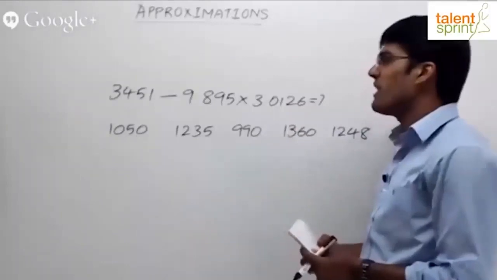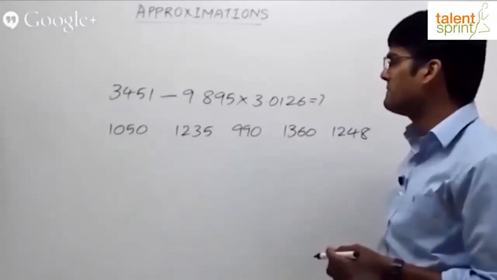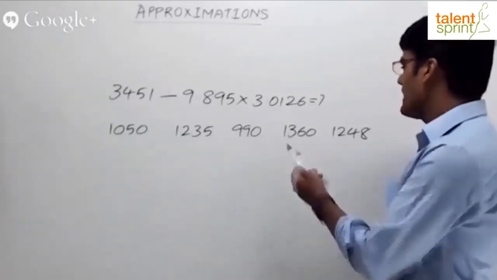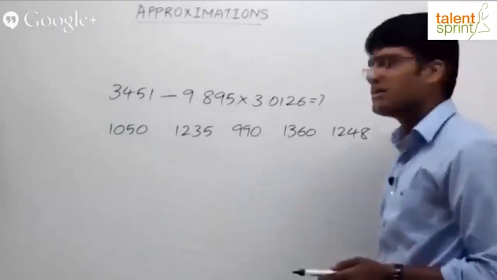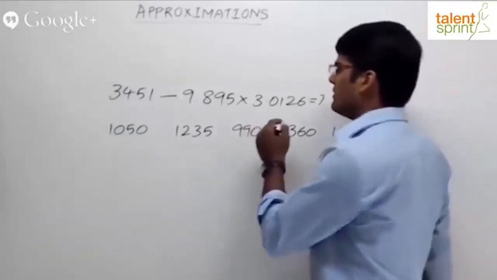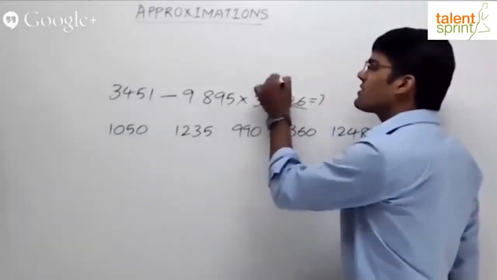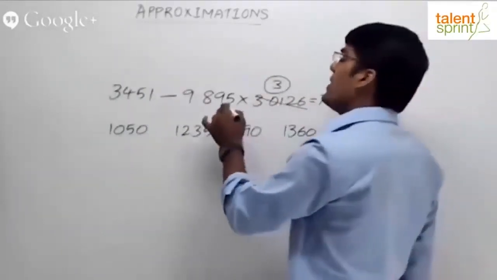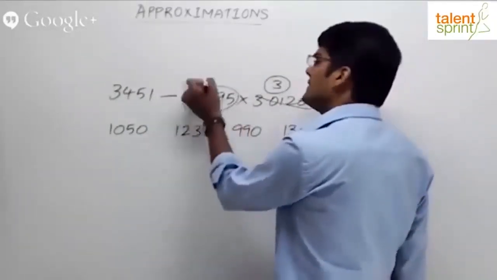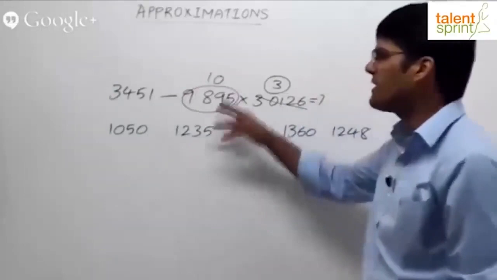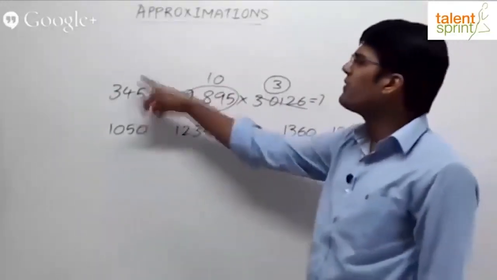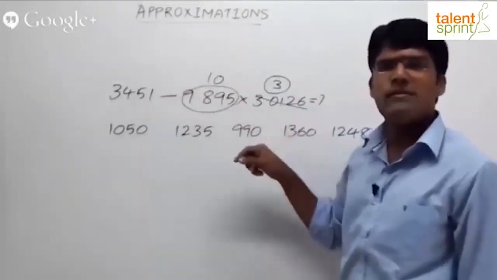Right? 3451 divided by 9.895 into 3.0126. The options 1050, 1235, 990, 1360, 1248 are not all close to each other. So this becomes 3, approximately. 3451, let's keep it as 3451, right? 9.895, can I take it as 10? Yes, nothing wrong. There's hardly any difference, right? 0.15 is the difference. So 3451 divided by 10. 3451 divided by 10 is how much?